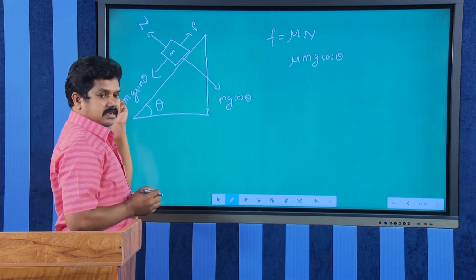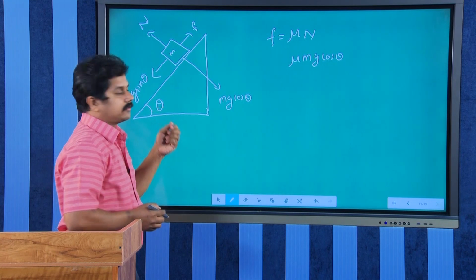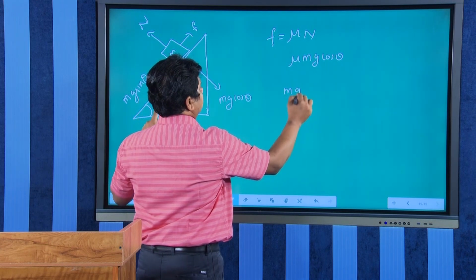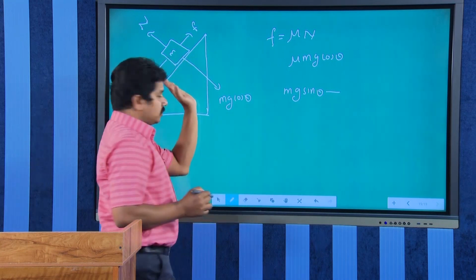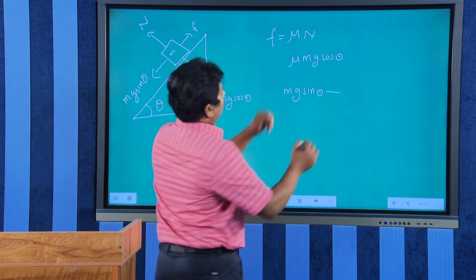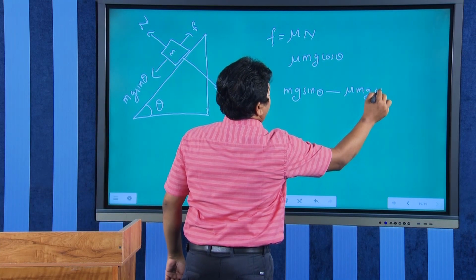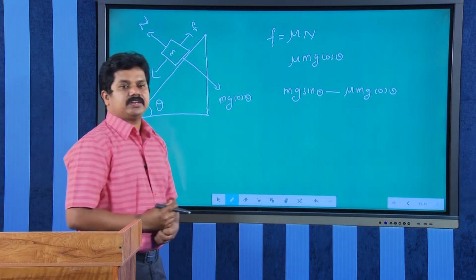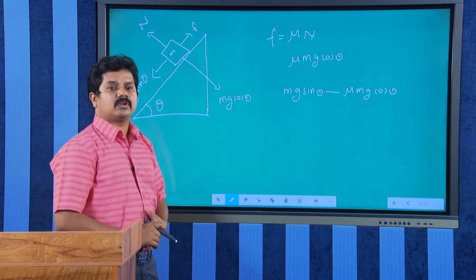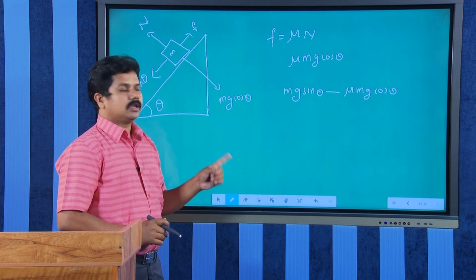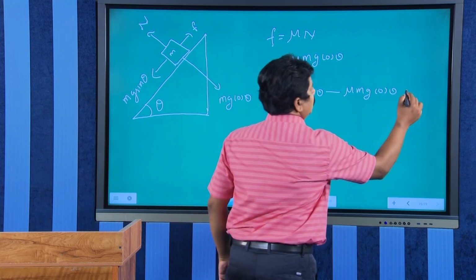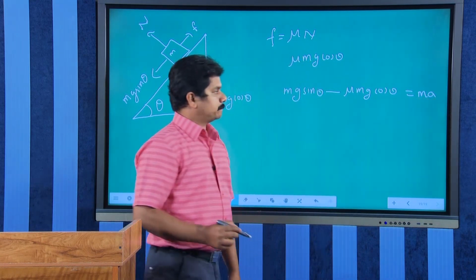Now, when the block slides down, what will be the acceleration here? Net force: downward is mg sin theta, due to which the block is sliding down, and upward is the friction, mu mg cos theta. So, along the plane the net force on this block will be mg sin theta minus mu mg cos theta. The net force will always be equal to mass of the block into acceleration.